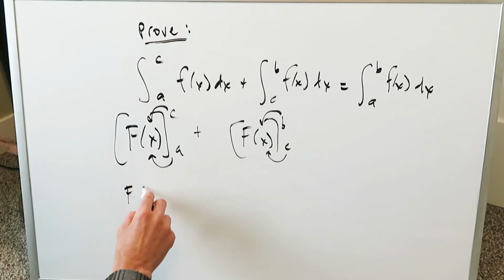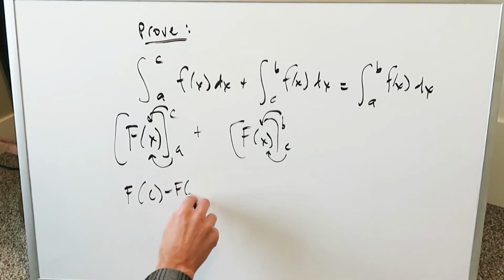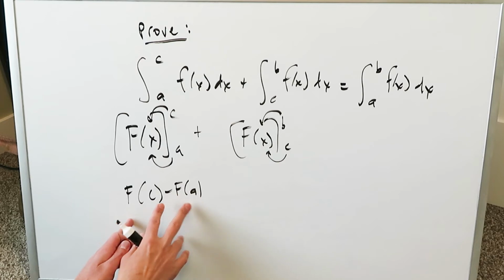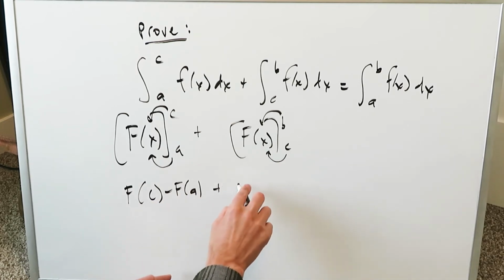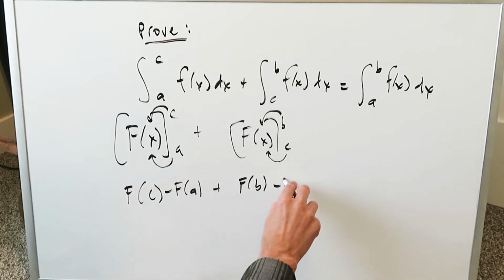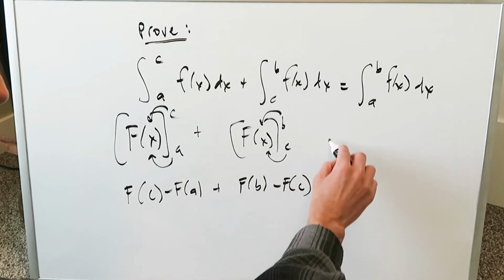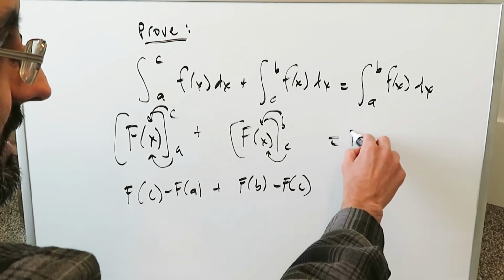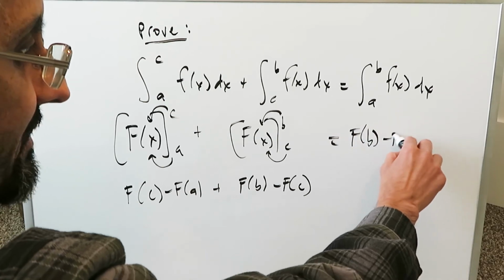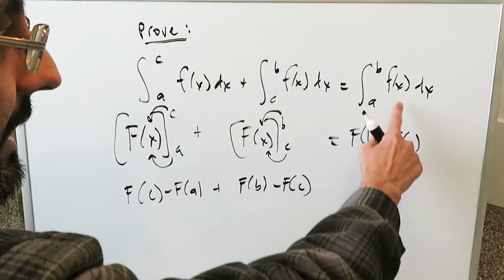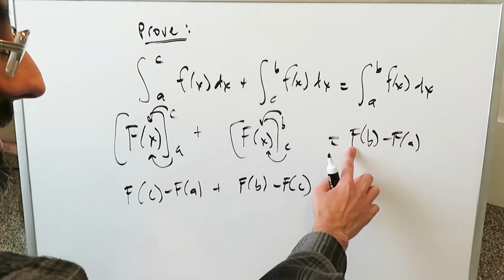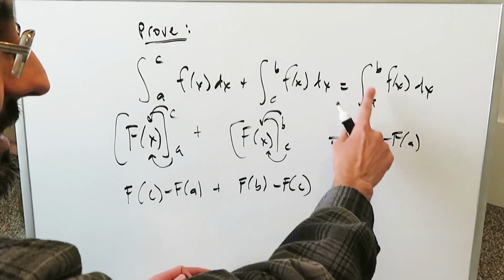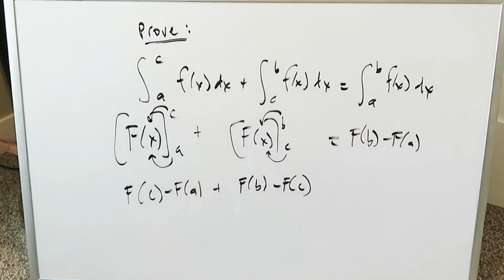Here you're going to get F of c minus F of a. Here we're plugging the values into our antiderivatives. Here you have F of b minus F of c, and all of this should equal the definite integration output over here, which would be F of b minus F of a, where again the antiderivative of f of x is a capitalized F of x, but then you're putting in the upper and the lower limits, and you know very well you can get that.